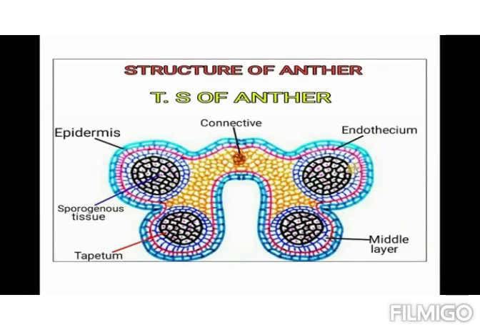Now the third layer is called the middle layer. You can see here all these four structures are the same, students. Yeah, here we can see the middle layer. This is the middle layer, the third layer, which is made up of parenchymatous cells. There are 2 or 3 layers of the middle layer.